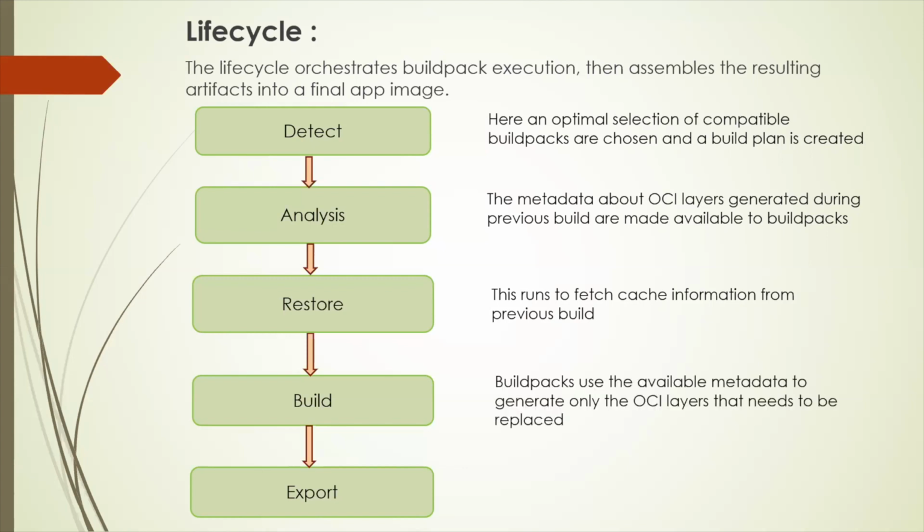The build is where the Buildpacks uses the available metadata to generate the actual OCI layers which need to be replaced. Let's say you have created an application with version 1, and then we deploy another application with a slight modification on the code side, version v2. So what the build process will do is keep intact all the layers where no change has happened, and only replace the layer which requires a change.